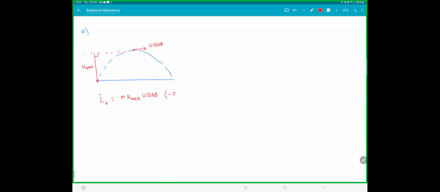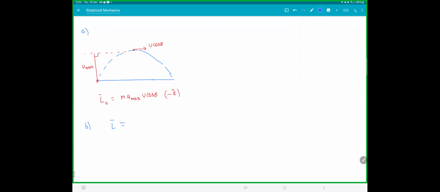Be careful, direction is minus k cap. Always give the direction. Don't forget. You can substitute the value of h max. You know how to do that. What about the b part? Now b part, you can do brute force.